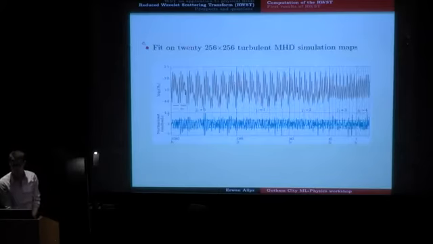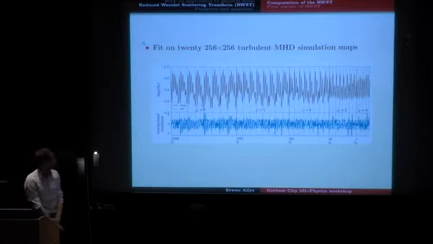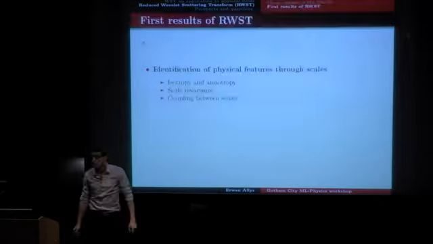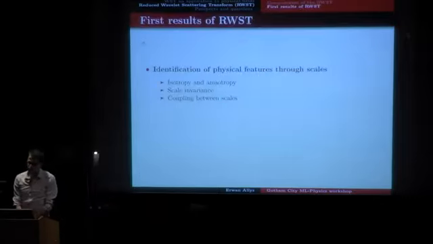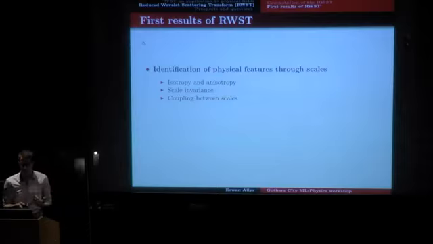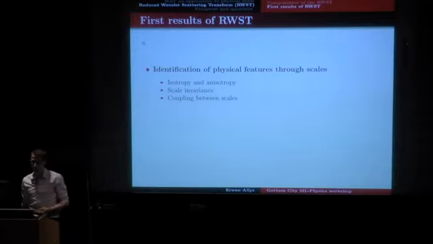So here is an example of fit on 2^8 by 2^8 turbulence simulation maps. Here you have the residual error, and you see that it works very well. I won't enter into the details of what we do physically with it, because I want rather to discuss the interface between machine learning and physics, but to give you some examples, it helps us to identify physical features through the scales, because all the reduced wavelet scattering transform coefficients depend on the scales, okay?